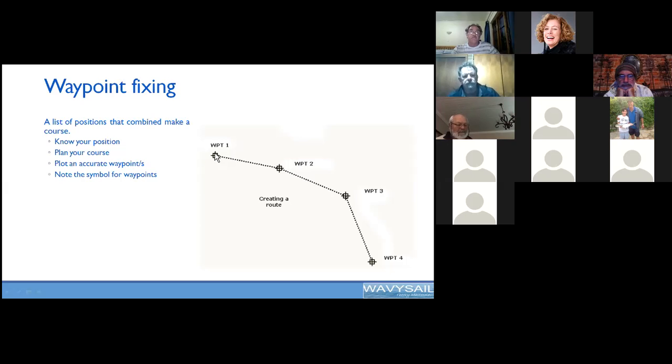Note the symbol, the square with the cross through it. That's the standard symbol for a waypoint. You see that on the chart, it doesn't mean a fix, it's a waypoint. So if you all use the same symbols, you can all understand.